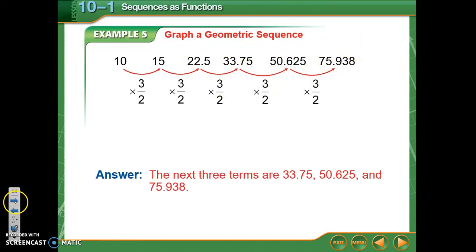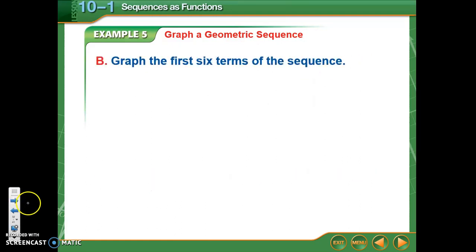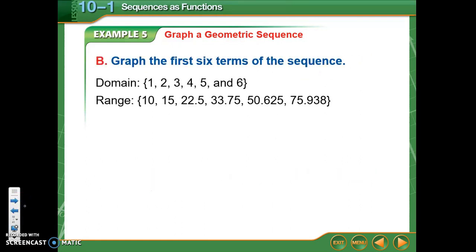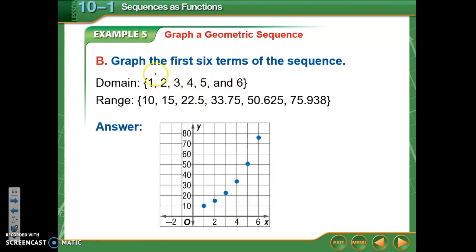So those are my next 3 terms, and now we're going to graph and see what they look like. So you have a place to graph this on your paper. Again, my domain is 1 through 6, because there are 6 terms, and each of those makes an ordered pair. So my first ordered pair is (1, 10), my second ordered pair is (2, 15), and so on. Notice this is not a straight line. It looks a lot more exponential. Okay, so geometric sequences graph exponentially because they have a common ratio instead of a common difference.